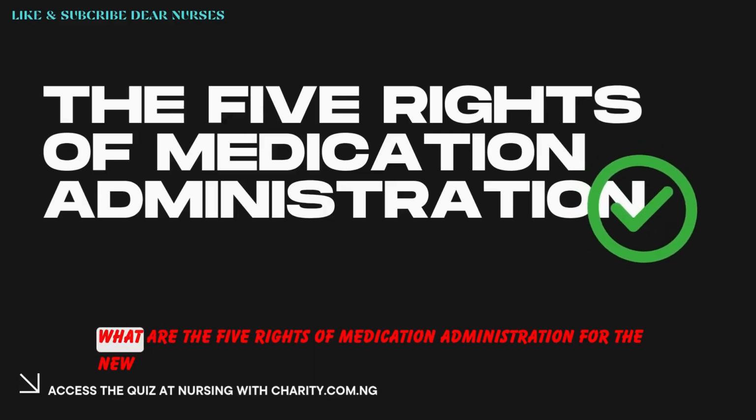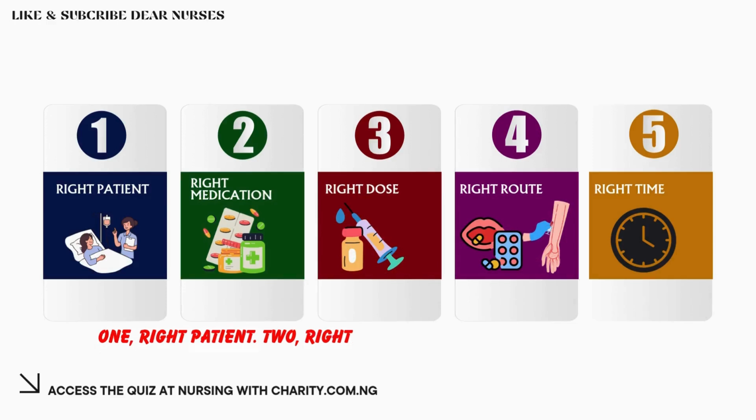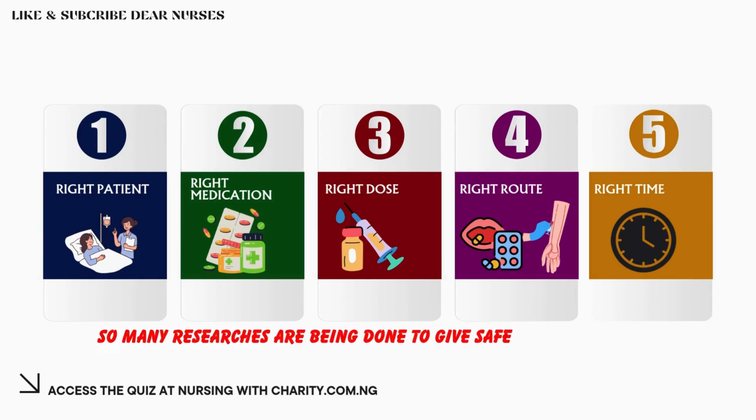So you would ask, what are the 5 rights of medication administration for the new nurses? Well, our pros in the house, we already know the 5 rights. 1. Right patient. 2. Right medication. 3. Right dose. 4. Right route. 5. Right time. Although there are so many other rights too that are now being added to these 5 rights. So many researches are being done to give safe medication administration. There are also other rights we nurses have to follow. Even the doctors themselves have to follow. But we're going to be talking about these 5 rights now.